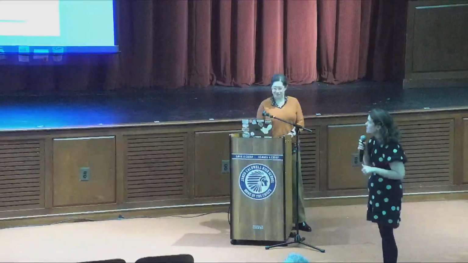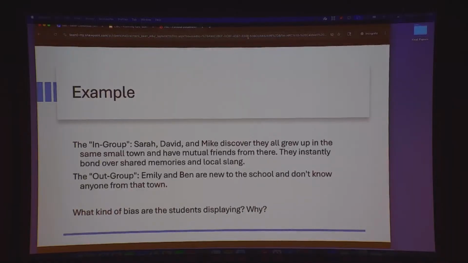So let's look at the next one. There's an in-group. Sarah, David and Mike all grew up in that same small town, and so they have mutual friends there. They bond over the memories and local slang and terminologies. But Emily and Ben are new to the school, and they don't know anyone from the town. What kind of bias is this, and why do you think so?